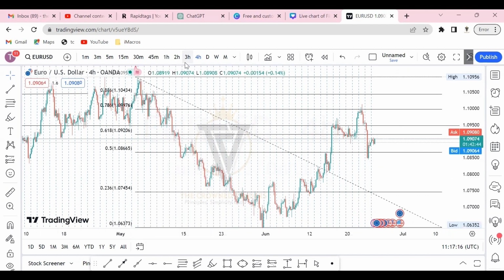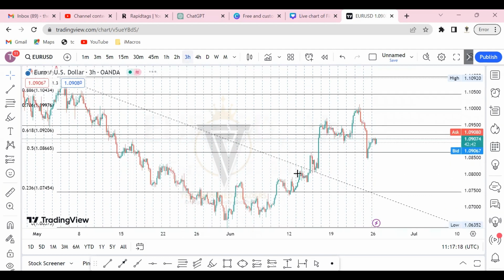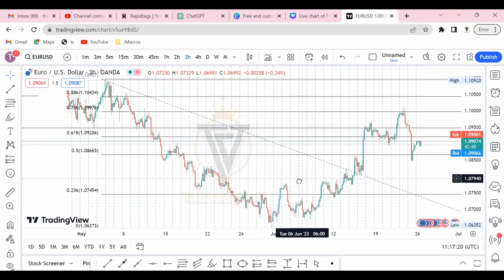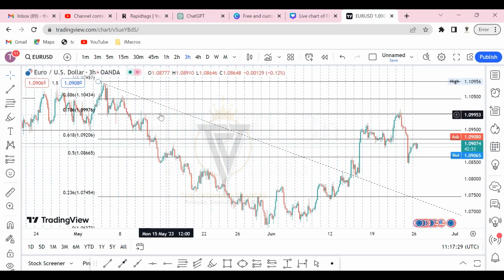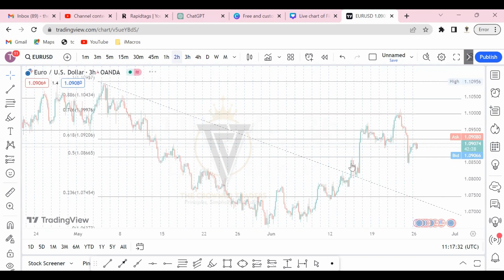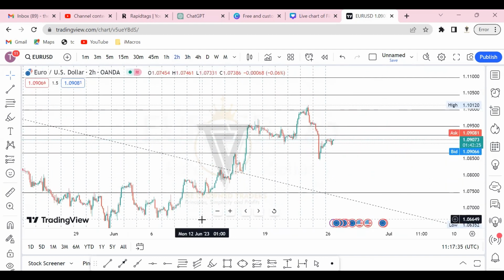Okay, so I will go lower. I'll go to H3 and see clearly. On H3, our rejection is clearer at 0.8, that's the 0.786 level. So it's a good one for me. I will still go a bit lower, to H2, and I'm seeing structure.